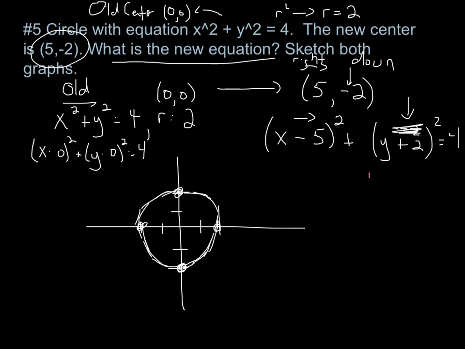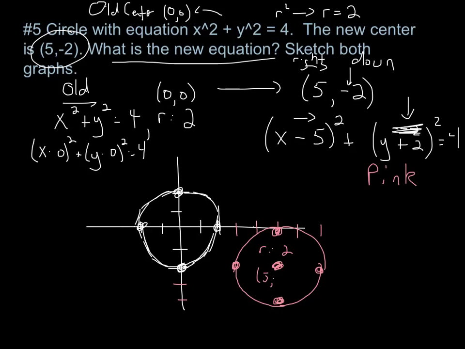So we're going to go right 5, and down 2. That's our new center. The radius hasn't changed. The best way to do this is to go up 2, put a dot. Left 2, put a dot. Right 2, put a dot. And down 2, put a dot. And that's a pretty good circle if I do say so myself, where r is 2 and the center is 5, negative 2.